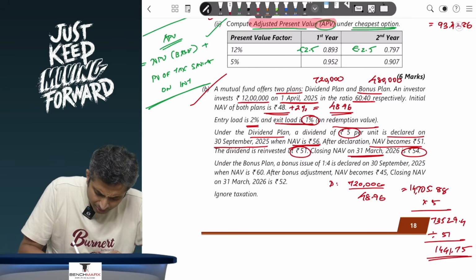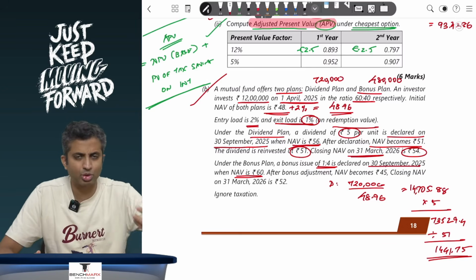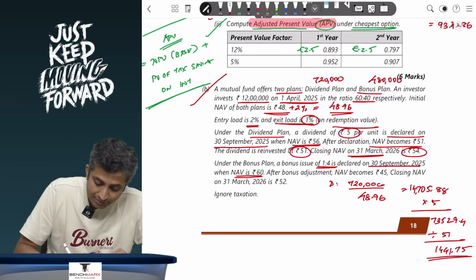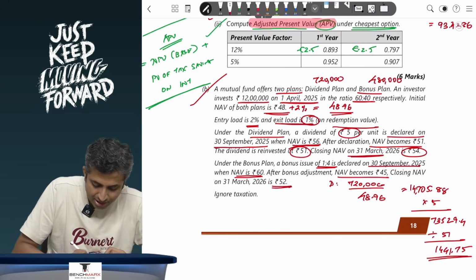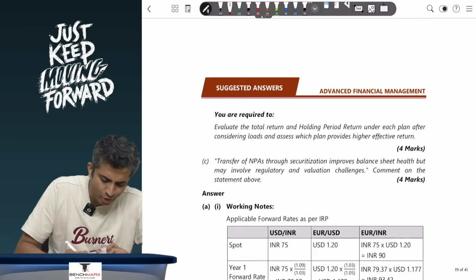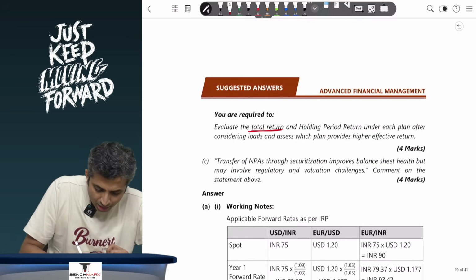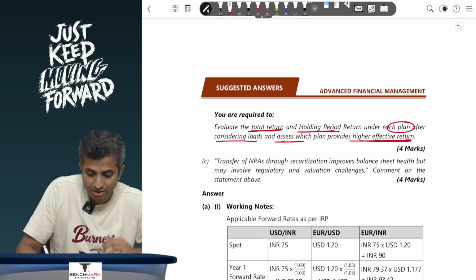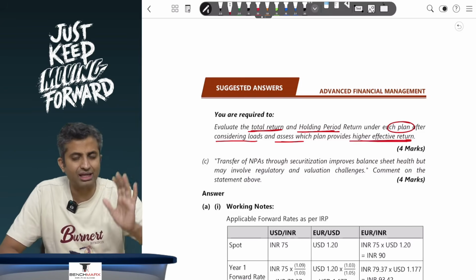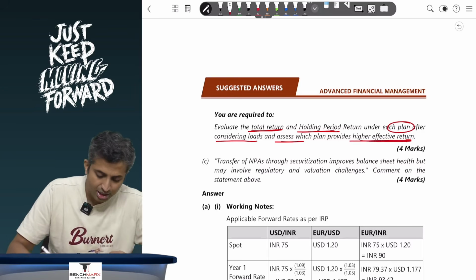Now under the bonus plan, a bonus of 1:4 is declared on 30th September. When the NAV is 60, it does not really matter. For bonus, it is directly based on the number of units you have. After the bonus adjustment, the NAV becomes 54 and the closing NAV is at 52. You are required to ignore taxation, evaluate the total return and the holding period return under each plan after considering loads, and assess which plan provides a higher effective return. Assuming you are selling at the end of the year, then what is the plan?